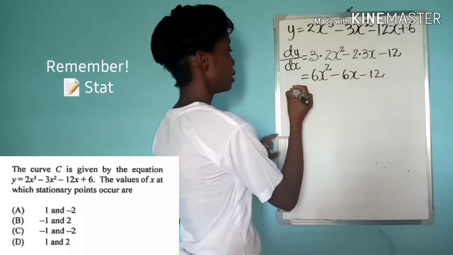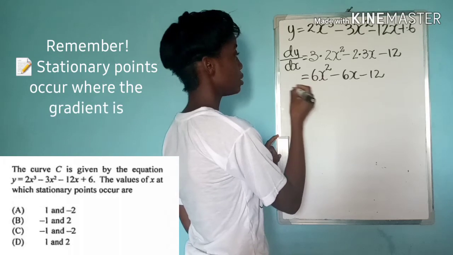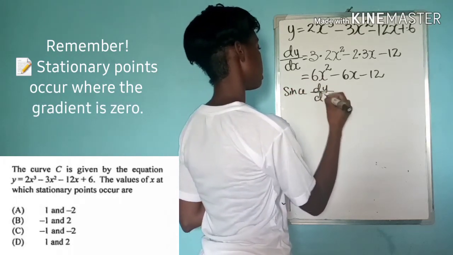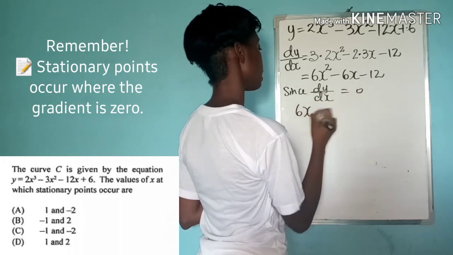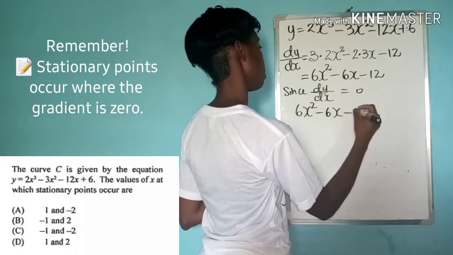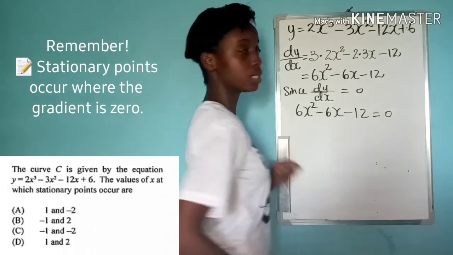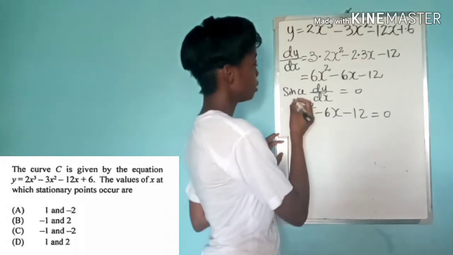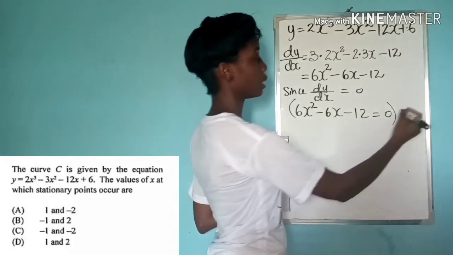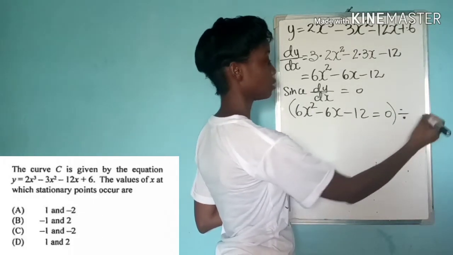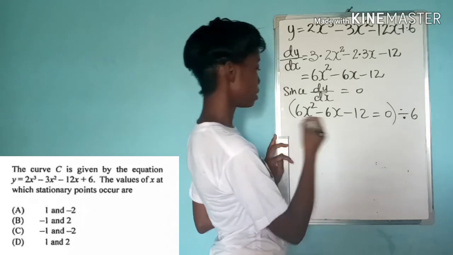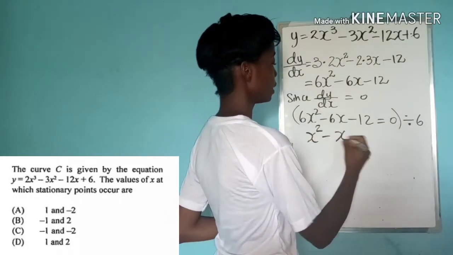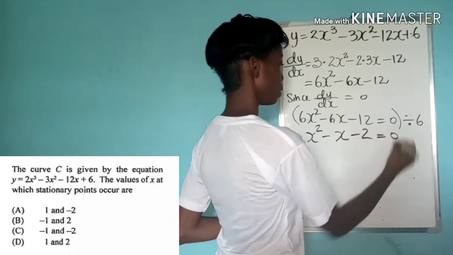And since dy by dx is equal to 0, then 6x squared minus 6x minus 12 is also equal to 0. We can make this quadratic equation that we now have be a little simpler by looking at the terms and dividing by a common factor. So that's going to be divided by 6. So this gives us x squared minus x minus 2 is equal to 0.